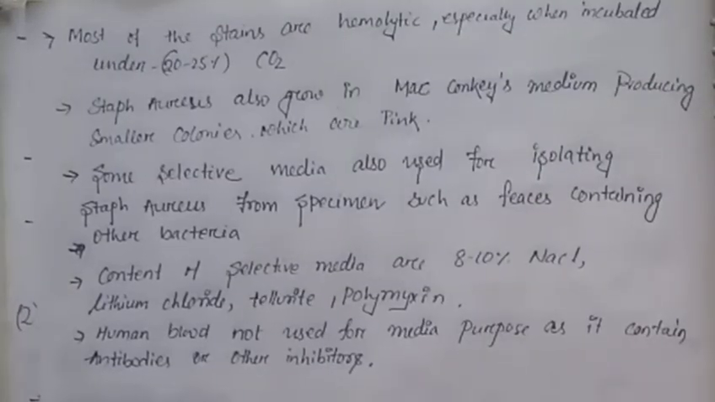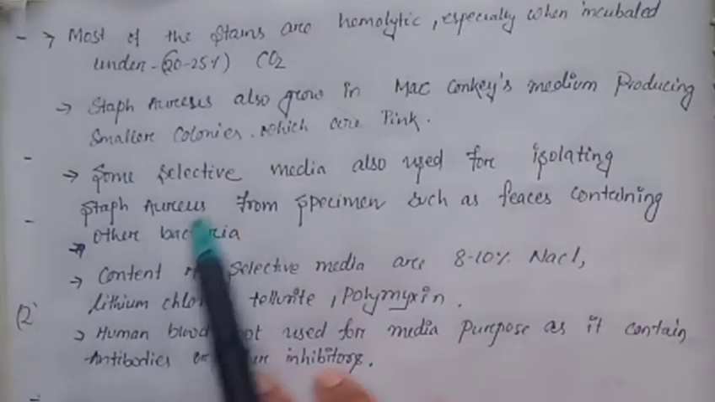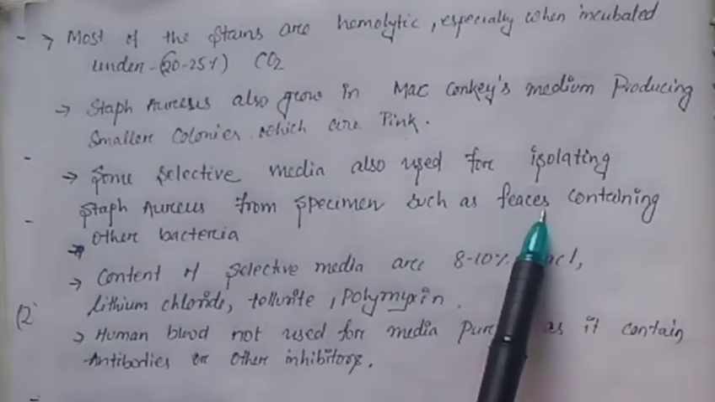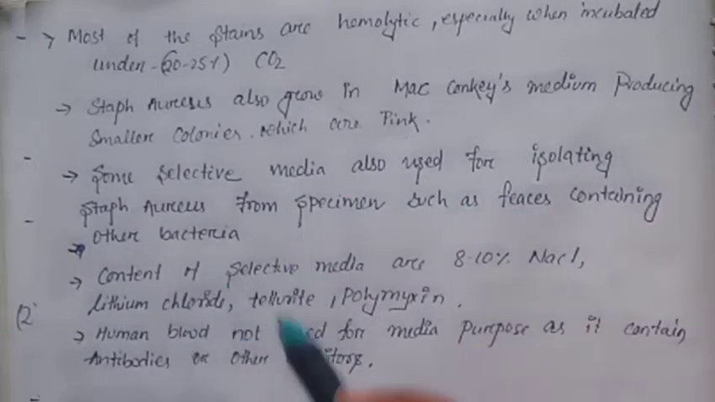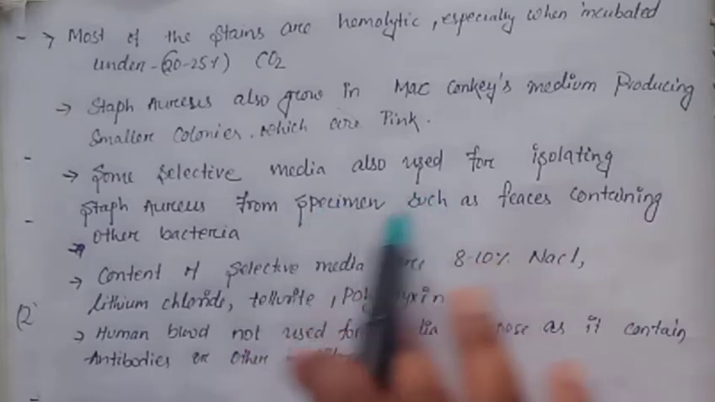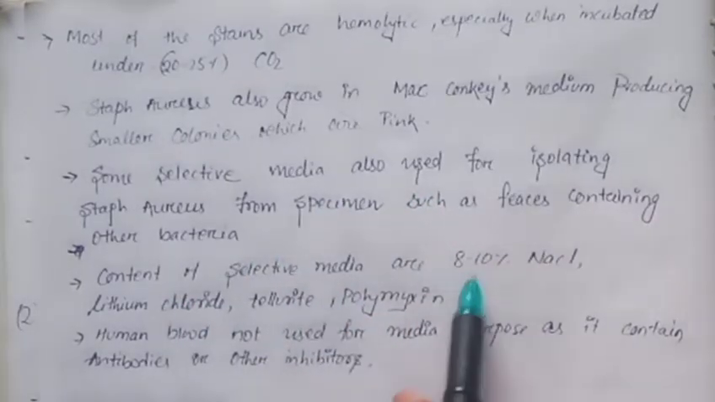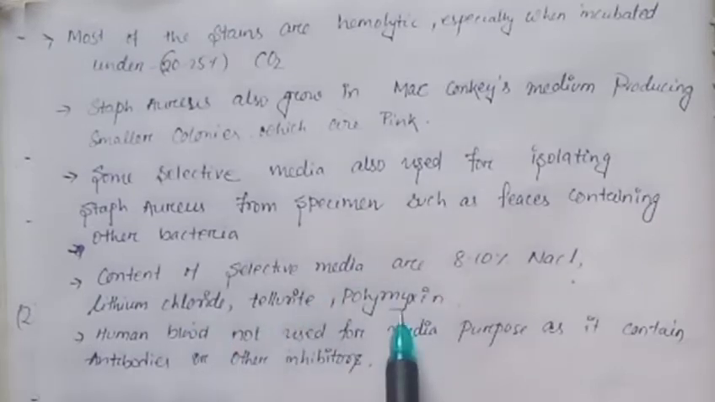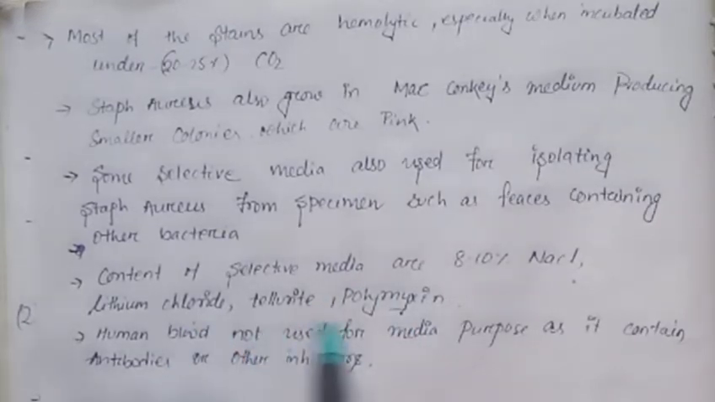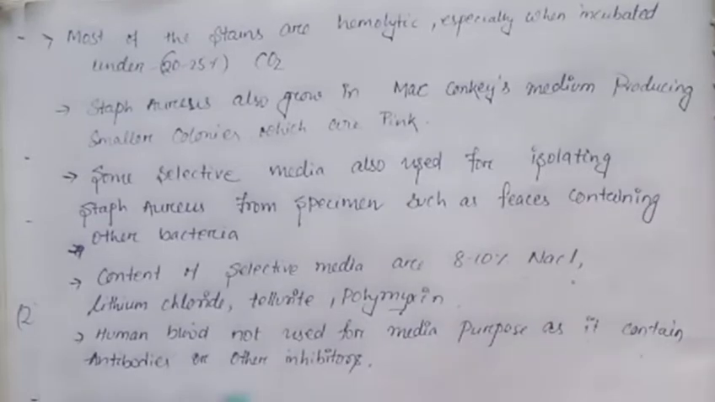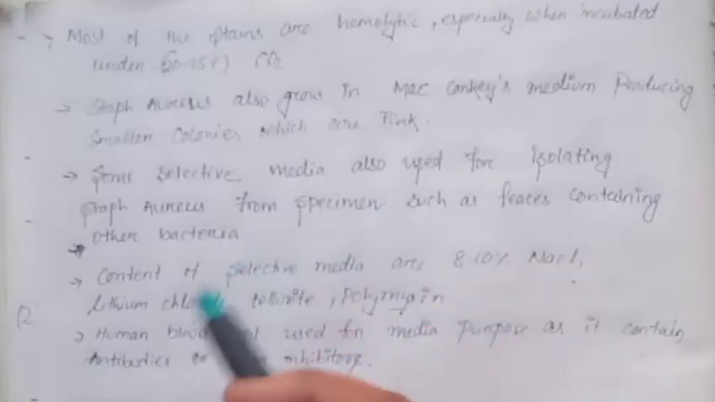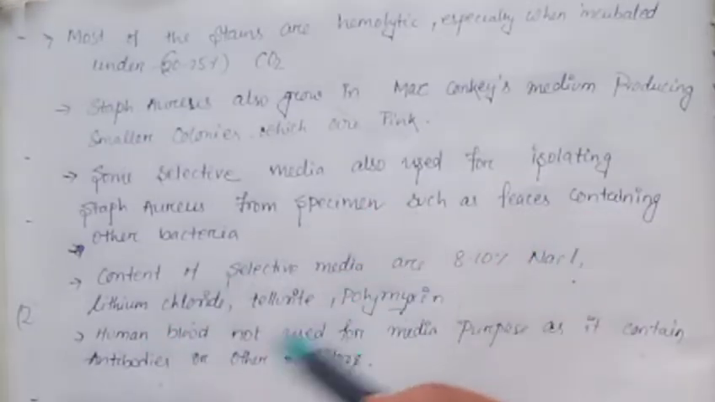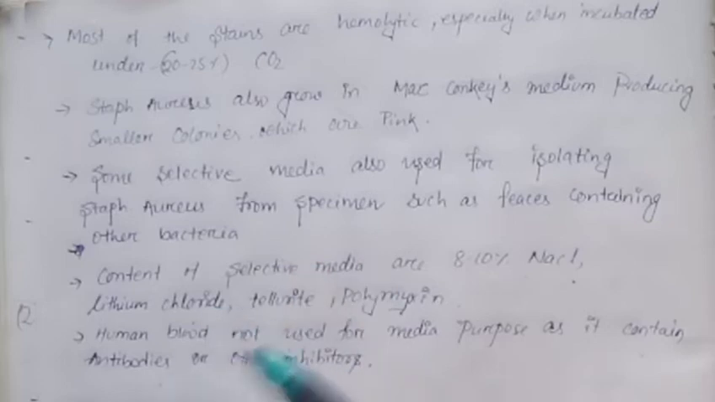Then some selective media are also used for isolating Staphylococcus from specimens such as feces containing other bacteria. The media contain mainly 8 to 10% sodium chloride, lithium chloride, tellurite and polymyxin. Human blood is not used for the media as it contains antibodies, so antigen-antibody agglutination occurs and the strain is not isolated. That's why human blood agar is not used.